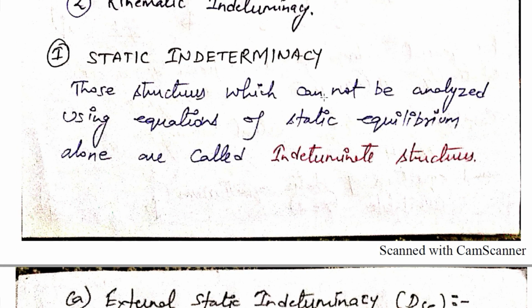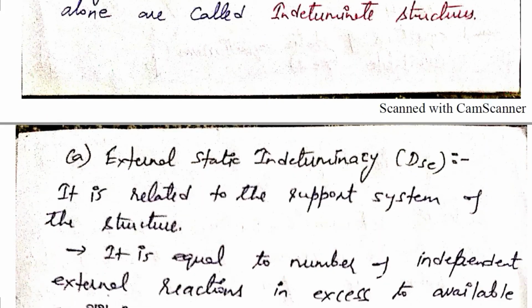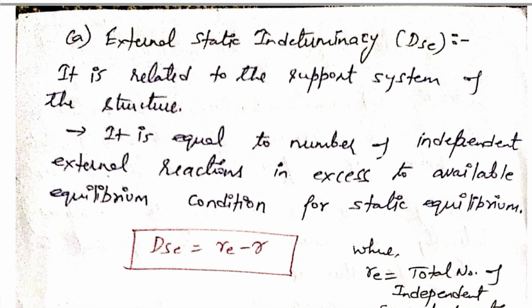Those structures which cannot be analyzed using equations of static equilibrium alone are called indeterminate structures, or we can say these are hyperstatic structures. To analyze these structures we require extra equations, and these equations are called compatibility equations. First, let's discuss external static indeterminacy. It is denoted as DSE.